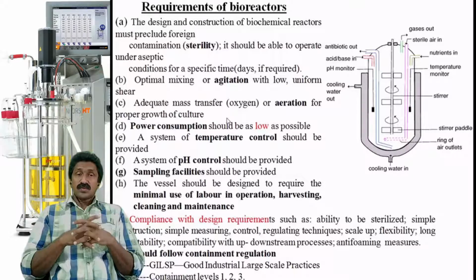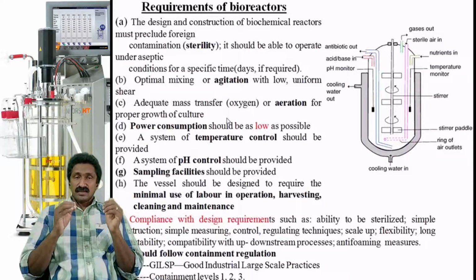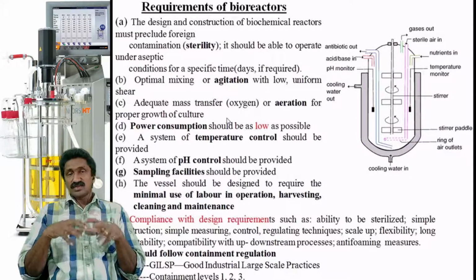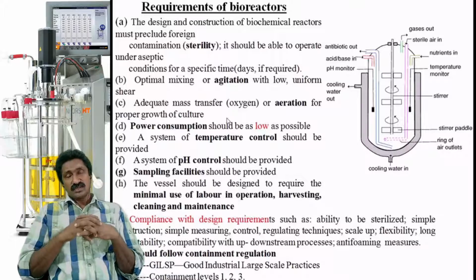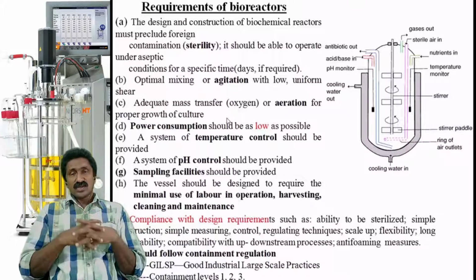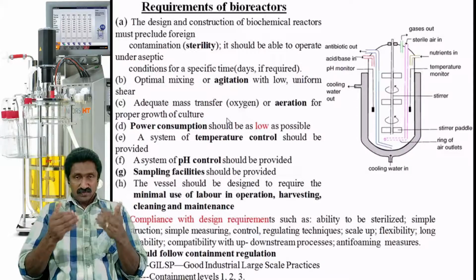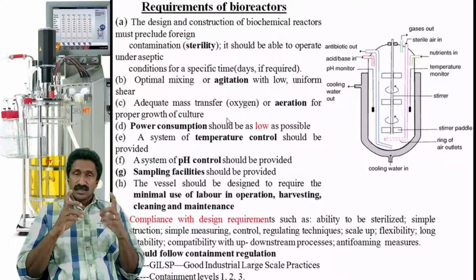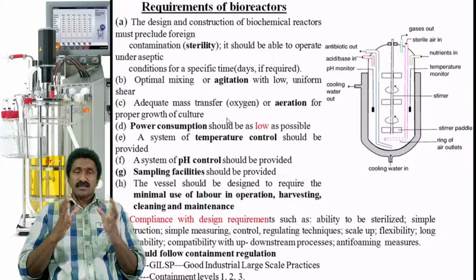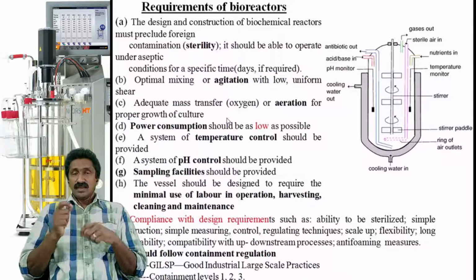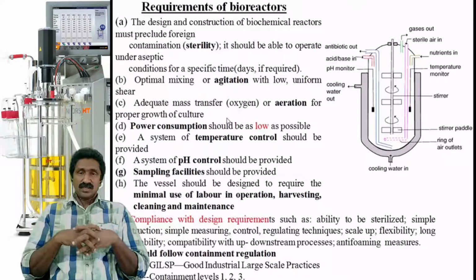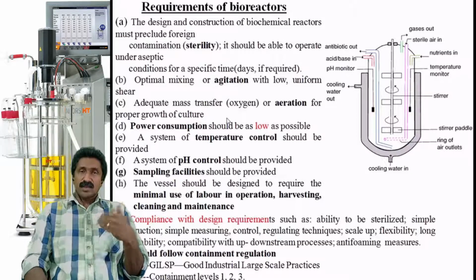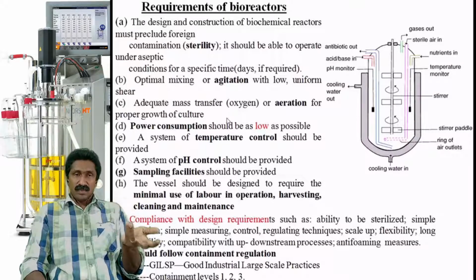And it should also follow the different containment regulations. There are good industrial large-scale practices that demand different levels of containment, like biosafety containment levels 1, 2, or 3. Wherever such processes involve industrial strains, they should follow the containment regulation practices based on the level of containment that is required for the concerned organism. So these are some of the requirements for a bioreactor.